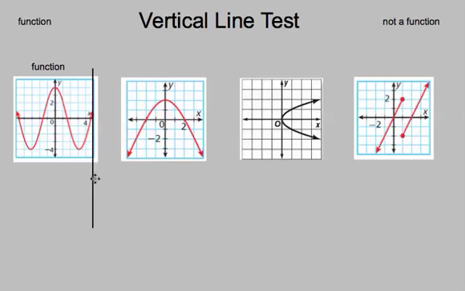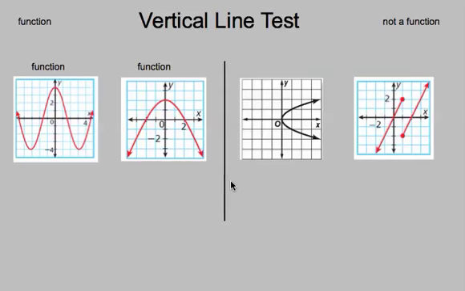For every input, there's only one output. Let's try this next one. For every input, there's only one output. I'm only touching that red line with my black line one point at a time. I never touch the line twice at the same time. So this guy is also a function.